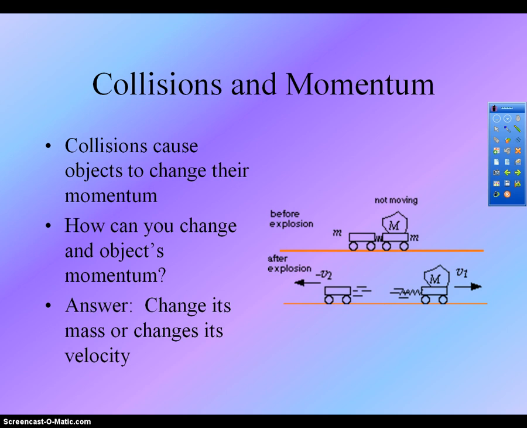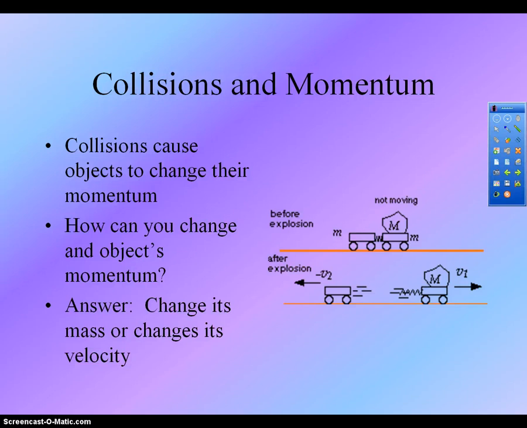Alright, now that you've worked those problems, collisions and momentum. Collisions are what cause an object to change its momentum. So if you're moving down the hallway, minding your own business, and somebody bumps into you, it's going to cause you to usually not change your mass, but usually change your velocity. Some way you're going to slow down or speed up, or you're going to change your direction. That's because you had a collision, and it's because the person placed a force on you.